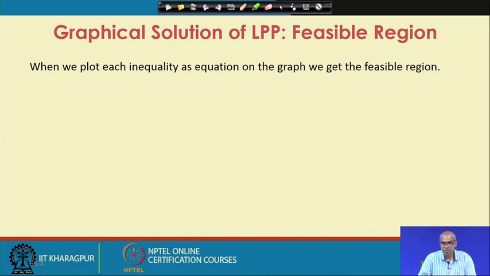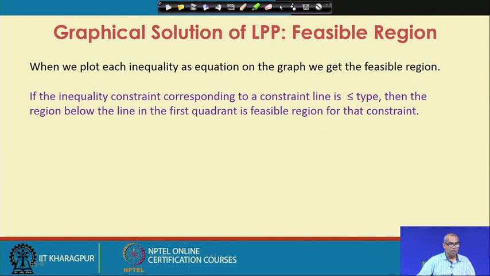So, let us first define the feasible region. When you plot each inequality as equation on the graph, we get the feasible region. If the inequality constant corresponding to a constant line is less or equal to type, then the region below the line in the first quadrant is feasible region for that constant.